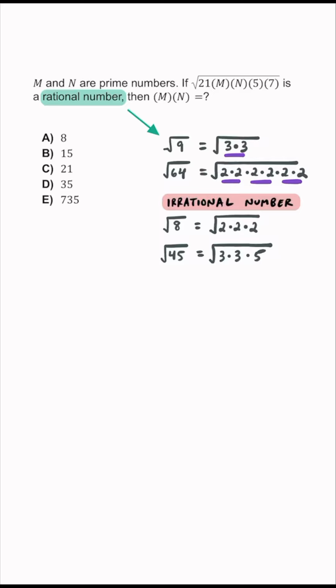Notice how we have pairs over here. And then for irrational numbers, while we do maybe have some pairs inside, there's always going to be one number that's left on its own here. So in this case, the 2 and the 5.